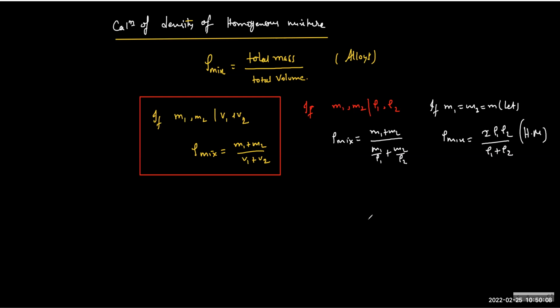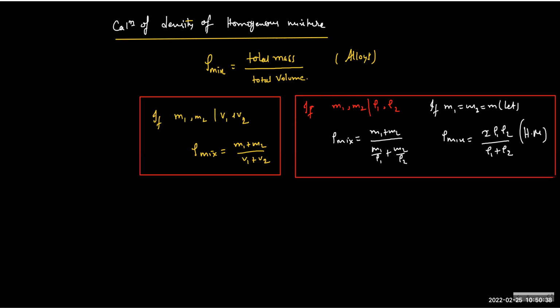Is this clear? Yes. So sir, HM is what? HM is less than the least value? No. In this case, 2 is multiplied, so no, we cannot say this. Anyway, the density will be more than the lesser value and less than the greater value. Anyway, so we can put this into one single square bracket, a box.